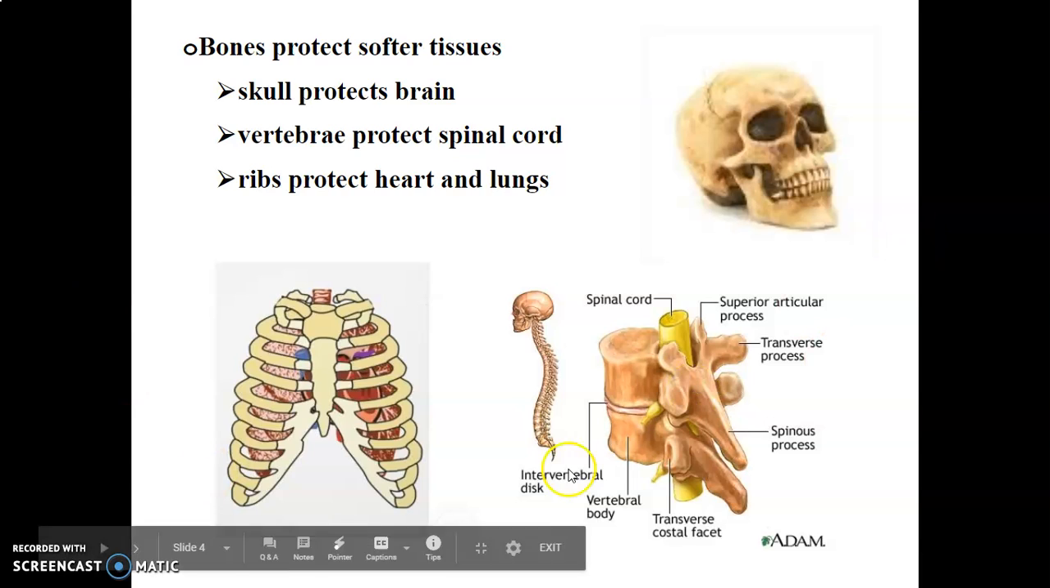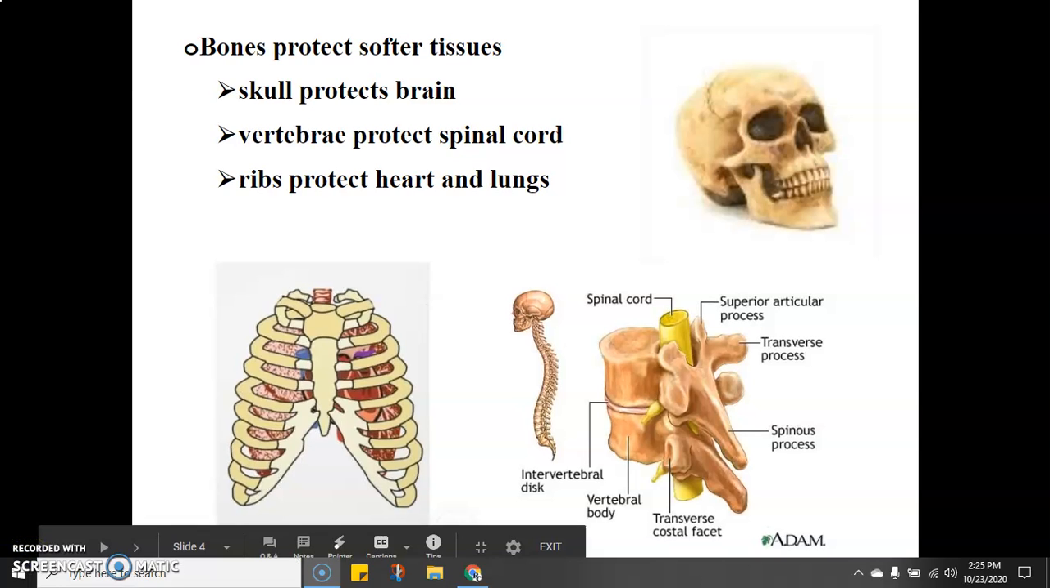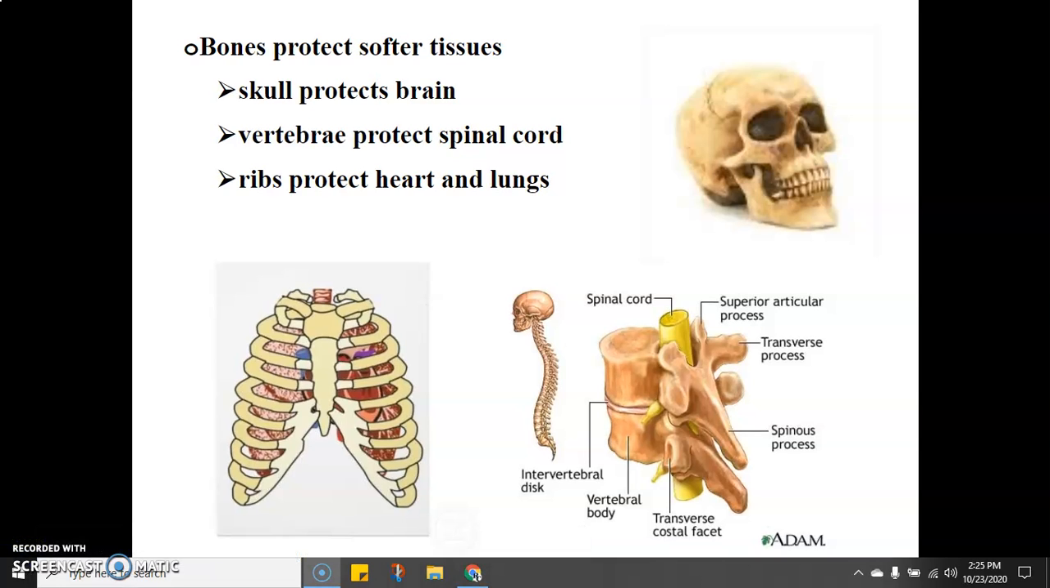Think about our skull protecting our brain. The brain sits inside there. It's obviously a softer tissue, more susceptible to injury. The skull protects it. Same thing with the spinal cord and vertebrae. The vertebrae help protect that very, very fragile spinal cord, which we'll learn more about with the nervous system. So bones protect softer tissues.